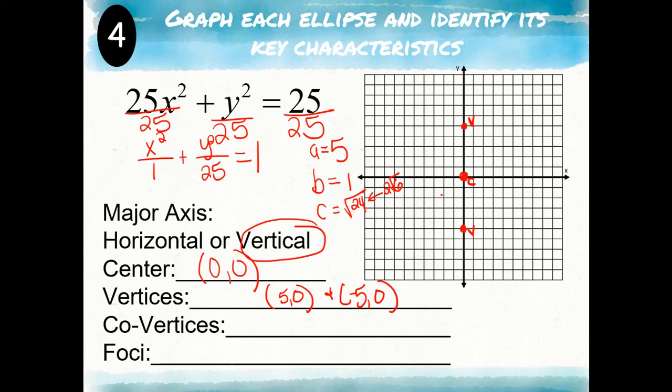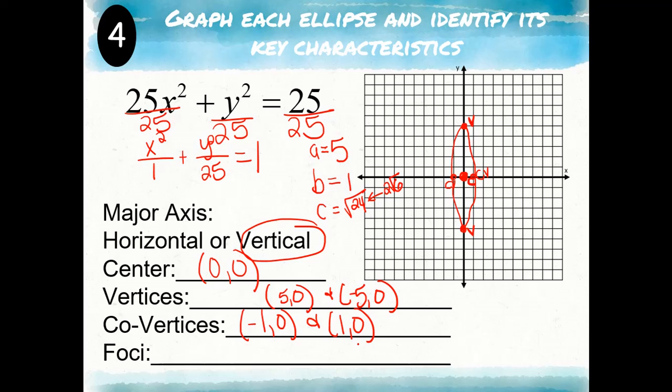My co-vertices, remember that's your b value, so that's how far left and right I've got to go. I've got to go 1 over and 1 over, and those are my co-vertices. I'm going to put CV beside them. And then I can actually draw in my dots. So there's my beautiful ellipse. I know, beautiful, right? My ordered pairs for my co-vertices are negative 1, 0 and 1, 0.